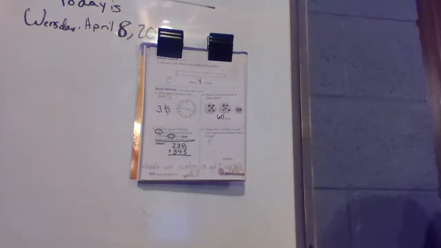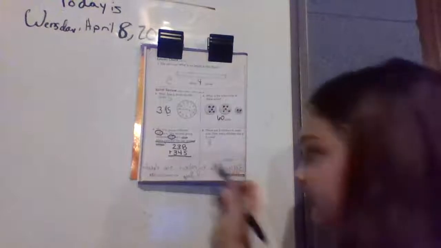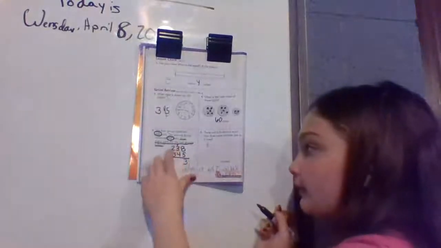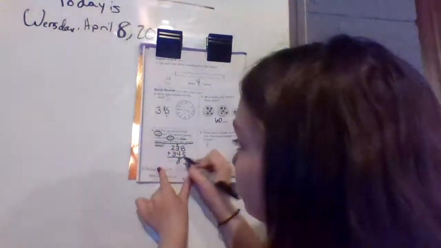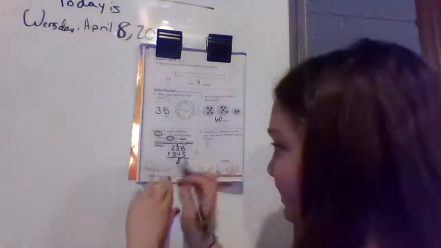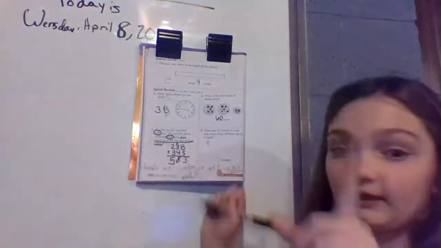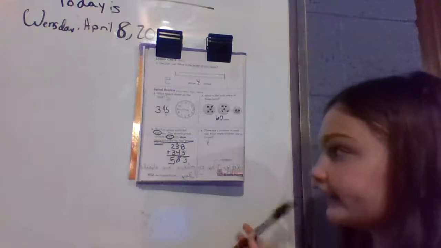All right, let's see who got it right. So let's start in the ones place. 8 plus 5 is 13. Carry the 1, and then 3 plus 4 is 7, plus another 1 is 8. I like how she didn't forget to add in that 1 that she regrouped right there. That was good. And then 2 plus 3 is 5. And then we need a label. The label is cans.